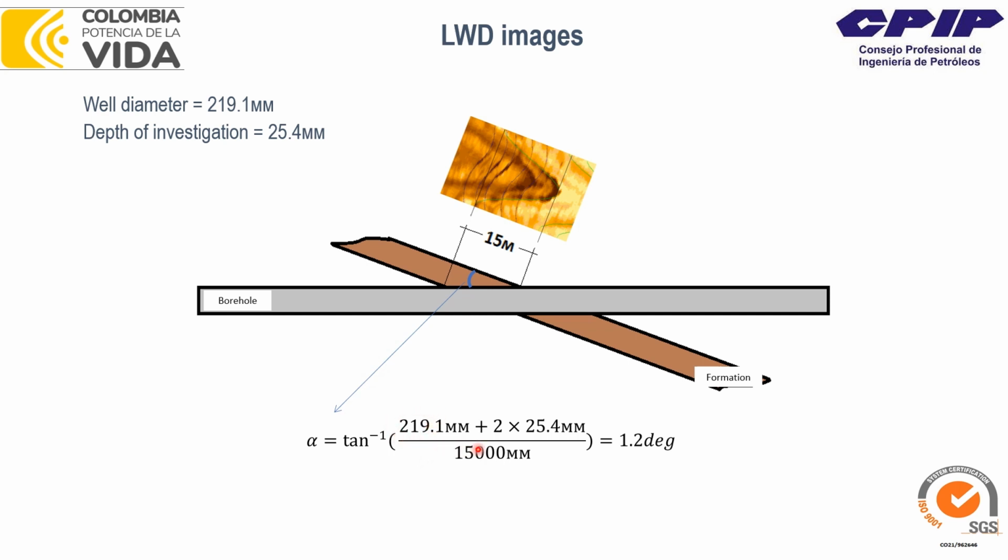The diameter of the well, in this case, is 219 millimeters plus double the depth of investigation. So here we get this side of the triangle, and then we divide it by the amplitude of the image, which is 15 meters, and this is in millimeters, and you get 1.2 degrees. So using every image, by picking this sinusoid, we can calculate the dip with which the formation was crossed by this borehole assembly.